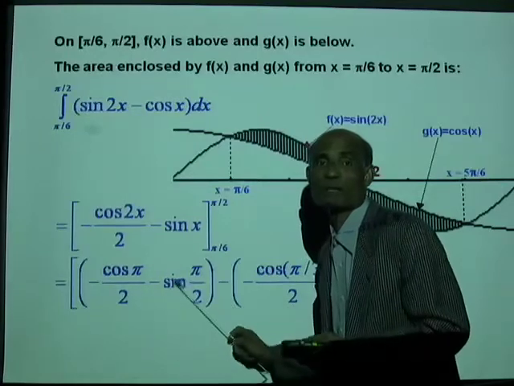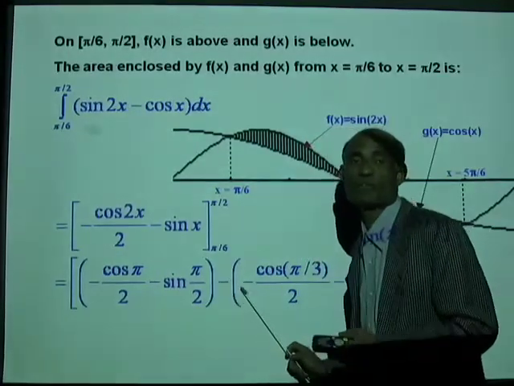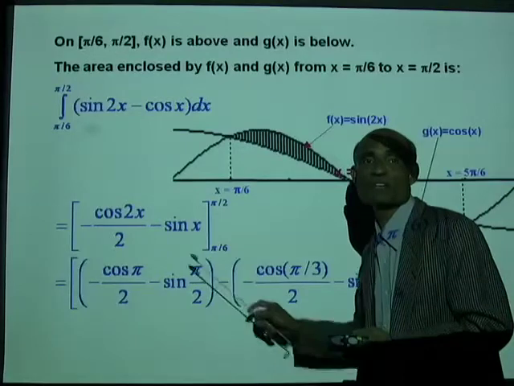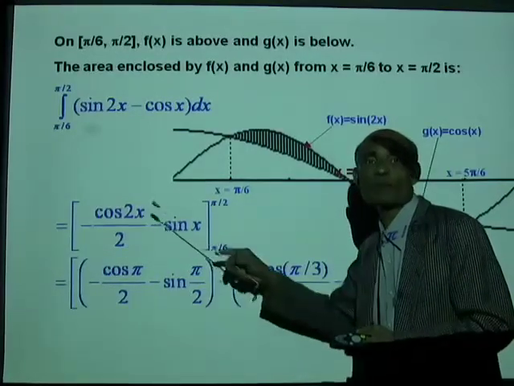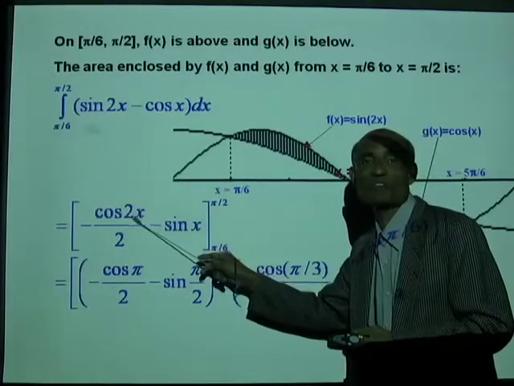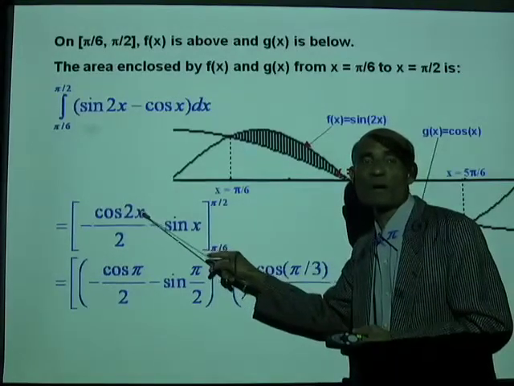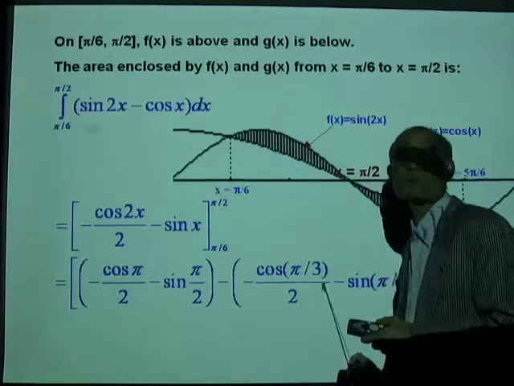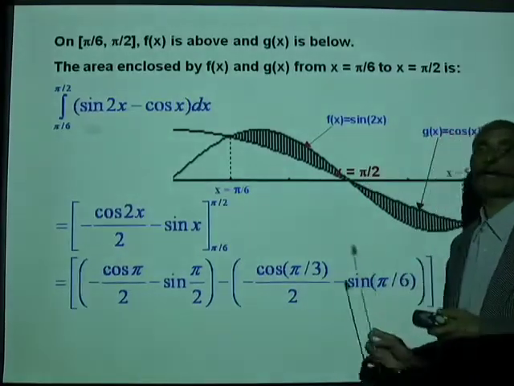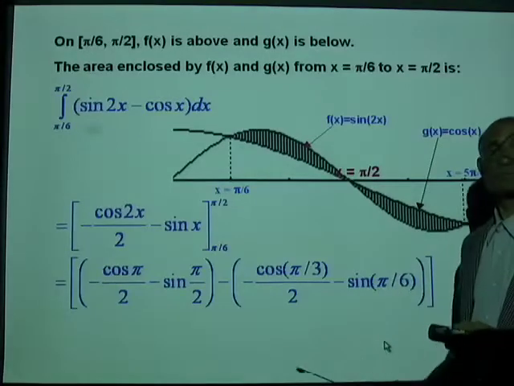That's the upper limit. Minus, now for the lower limit. Negative, that is this negative, cos of, replace x by pi by 6. 2 times pi by 6 is pi by 3. Cos pi by 3 divided by 2 minus sine pi by 6.